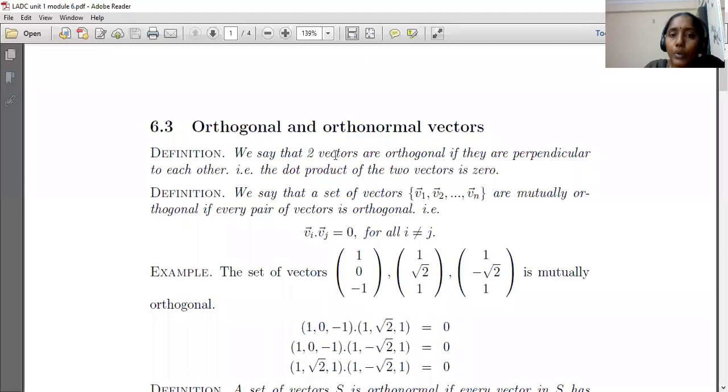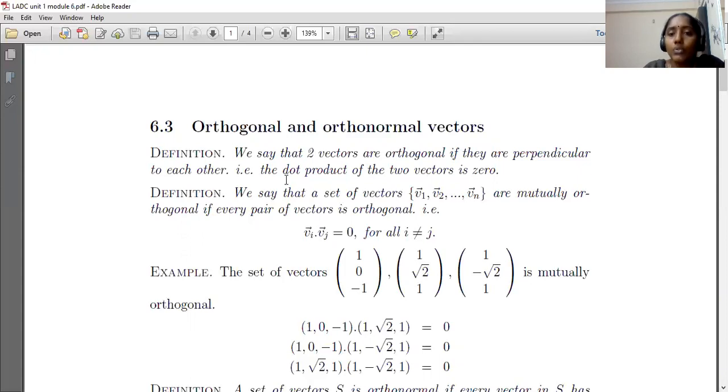We say that two vectors are orthogonal if they are perpendicular to each other. That means the dot product of the two vectors is 0. Suppose we have a set of n vectors, how can we say that they are orthogonal? We say that they are orthogonal only if each disjoint pair is orthogonal to each other.